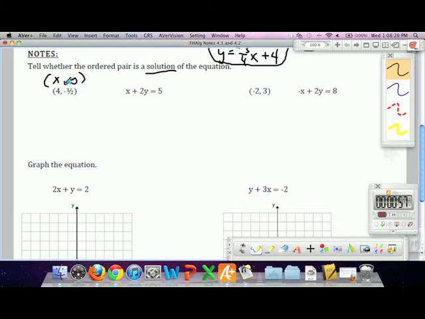So I'll check this one. 4 goes for x, plus 2 times the y, which is negative 1/2. And that's supposed to equal 5. Simplify the left side. Parentheses, nothing inside parentheses. Exponents. Multiply. 2 times negative 1/2. What's 2 times negative 1/2? Negative 1. Positive times a negative is a negative. Half of 2 is 1.